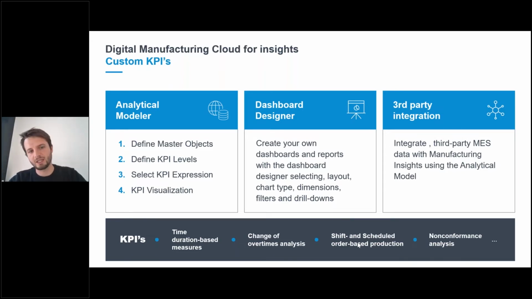So in our example, you would then get a KPI that tells you the first pass yield ratio of a certain material for a specific work center. And the goal of the Analytical Modeler is to provide this functionality in an easy-to-use application, so that you can do it from a business point of view.